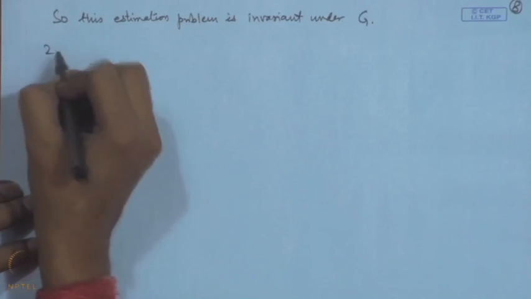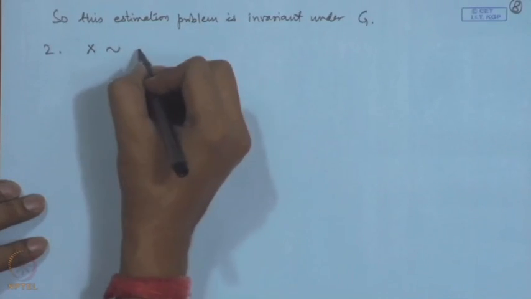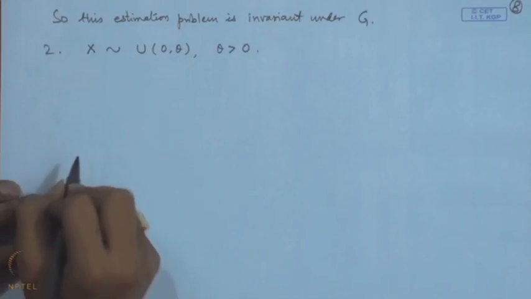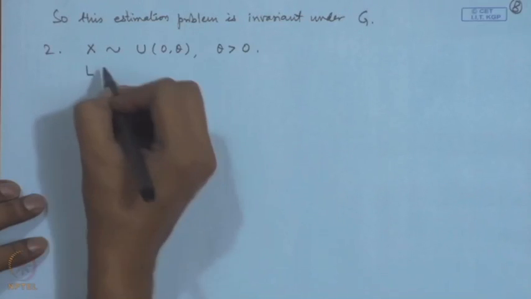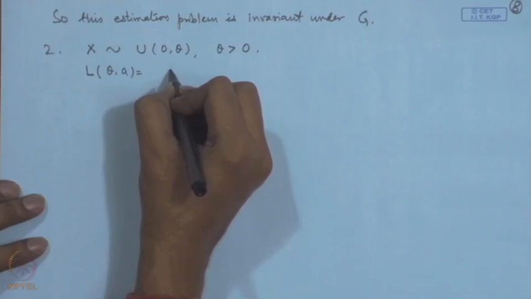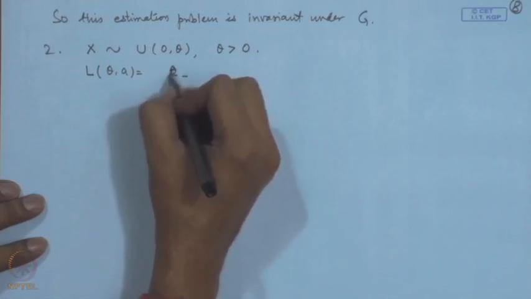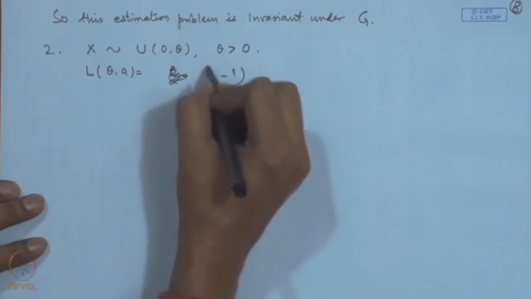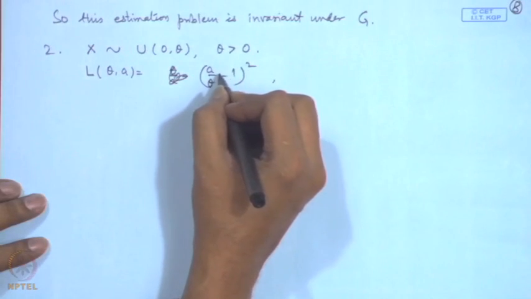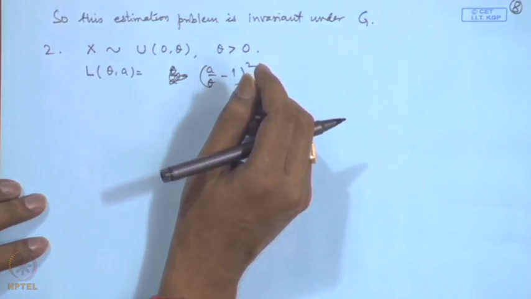Let us take another problem, say X follows a uniform distribution on the interval 0 to theta, where theta is positive. Let us consider the loss function in estimating theta as, say, (a by theta minus 1) square, that is (a minus theta) whole square divided by theta square. So, in place of the squared error we have considered a quadratic loss function.